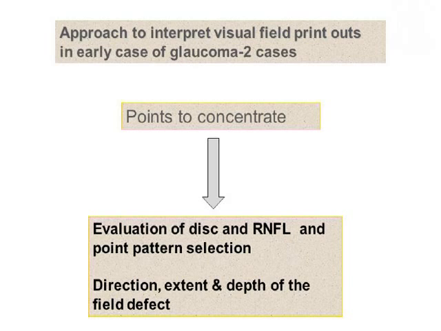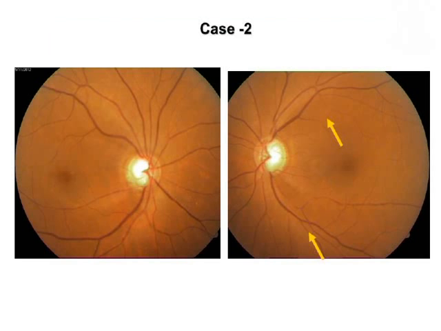So next comes a very early case. You are seeing a case of glaucoma. I tell you the importance of the point patterns. Usually we say for early cases you select 24-2 or 30-2, and for advanced cases 10-2. But in all cases it is not like that. This case, first time coming, almost borderline tensions, and we saw the field defect. This is the field defect that is appreciated.